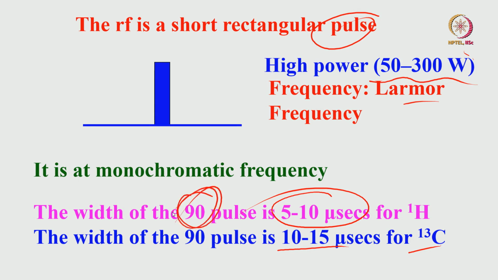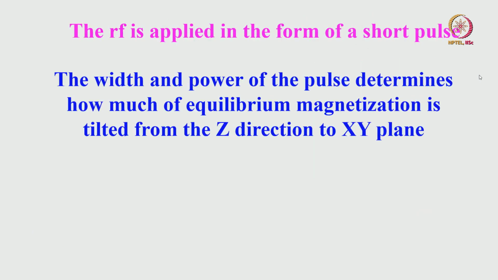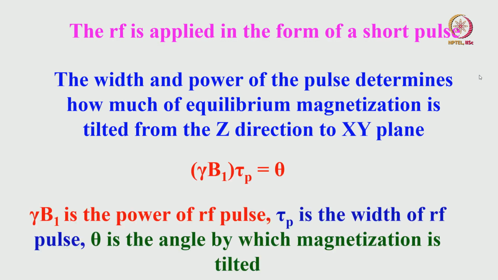For a 90-degree pulse for proton, approximately we need a 5 to 10 microsecond RF pulse with a power of 50 to 300 watts. Okay. The RF pulse is applied in the form of a short pulse, and then the magnetization is tilted from the z axis to the xy axis. What is the magnetization? I am going to explain to you now. Right now I have not discussed magnetization, but when we introduce bulk magnetization and random phase approximation, I will tell you what is bulk magnetization. Till then you understand the magnetization is going to be tilted from the z axis to the xy plane.